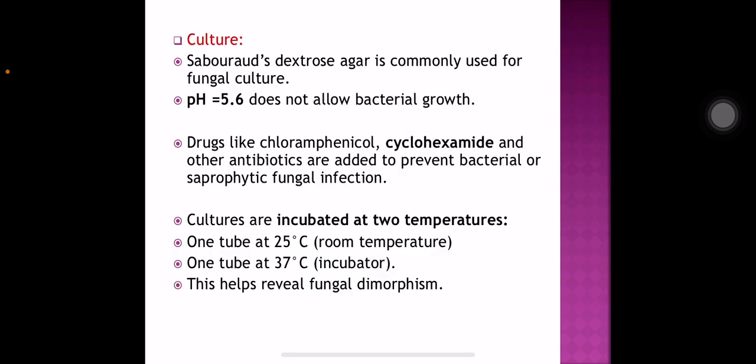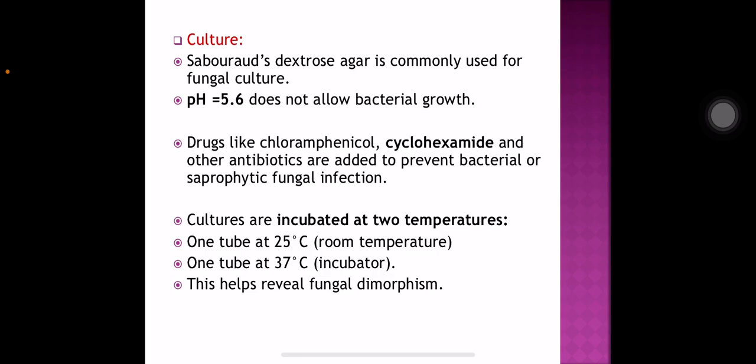For culture, Sabouraud dextrose agar is the commonly used culture medium for fungal culture. The pH of Sabouraud dextrose agar is 5.6, that is acidic pH. It does not allow bacterial growth. So acidic pH helps to prevent the growth of bacteria, and besides that, several drugs are also added in Sabouraud dextrose agar to prevent the growth of bacteria, like chloramphenicol, etc. And cycloheximide is also added in this, which prevents the growth of saprophytic fungal species.